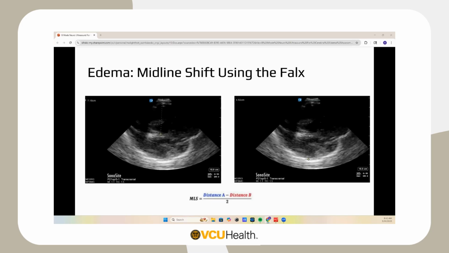In these two images, we are using the falx, that's this hyperechoic midline structure here, to measure the degree of midline shift. The image on the left is the measurement from the transducer to the midline. The image on the right is the measurement from the falx to the opposite skull. And by subtracting these two values, and then dividing by two, you can get an accurate measurement of the degree of midline shift, which can be used to identify midline shift or trend your patient's potentially developing edema.